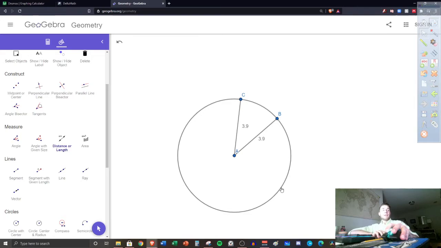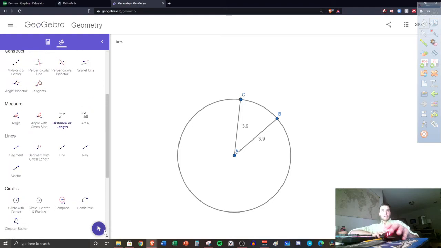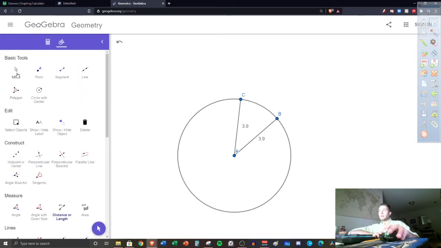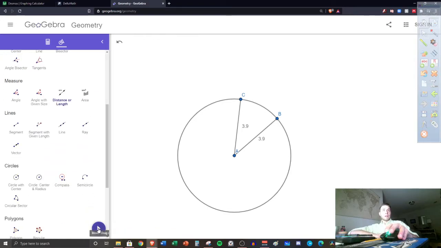And look at that. They should be congruent to each other, like we said, since they're both radii. They're both the radius of the circle. Whenever you're scrolling down, you'll see this little blue arrow. It's a move or drag. You also have it up here. Everybody go ahead and click that.